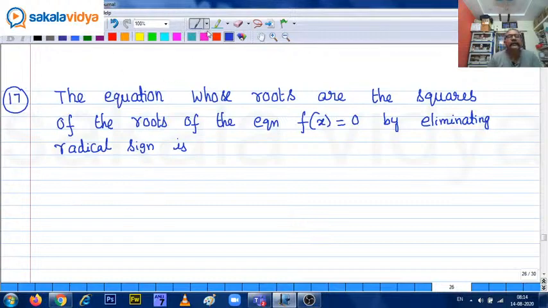So that means actually we can write like this now. Okay, you are in a hurry, so I will write: in the place of x square, x is root x. So f of root x is equal to 0. Now I will discuss one example here.